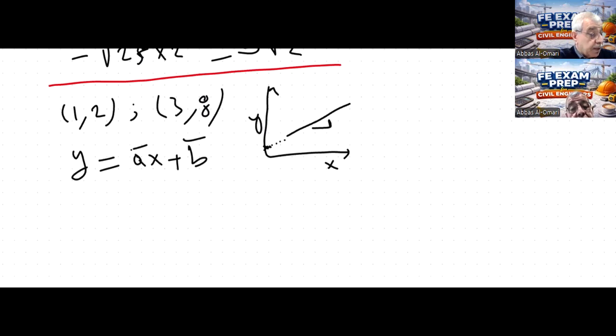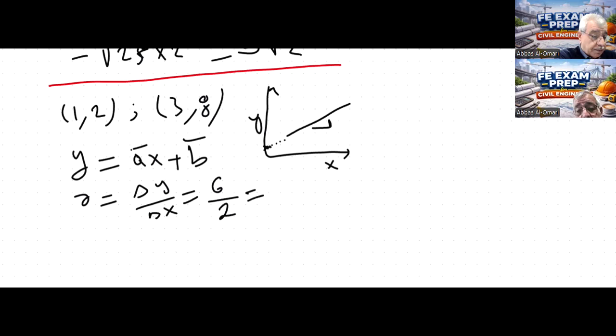Now, for a, the slope, we have 2 points on the straight line, so we can determine the slope. So a equals delta y divided by delta x. From the 2 points given, delta y divided by delta x is the slope of the straight line. So delta y is 8 minus 2, that's 6, divided by delta x, 3 minus 1, so that's 2. So the slope of the straight line is 3.